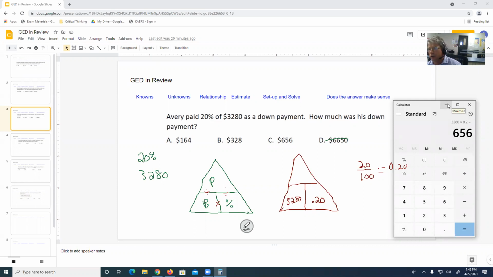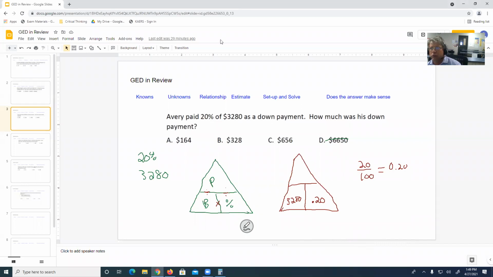Now, something else that some people know is, as a shortcut, sometimes we know that 10% is a shortcut one, where 10% means all you got to do is move the decimal 1 place to the left. So if I want to find like 10% of 3,280, 10% just means to lose 1 decimal place. So 10% would have been $328. But 20% is double that. So I'd have to do 328 plus 328, which would take us right back to the 656.